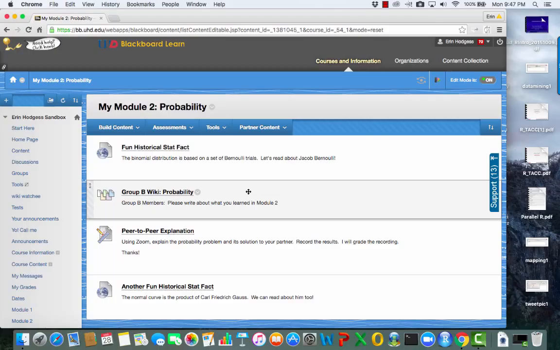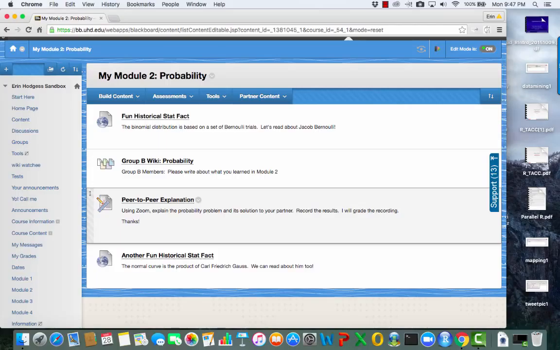Sometimes the normal can be a bit tricky to learn. So if they can understand that, that would be really good. And again, some more historical facts with Gauss, and he had the normal curve. Very cool stuff.